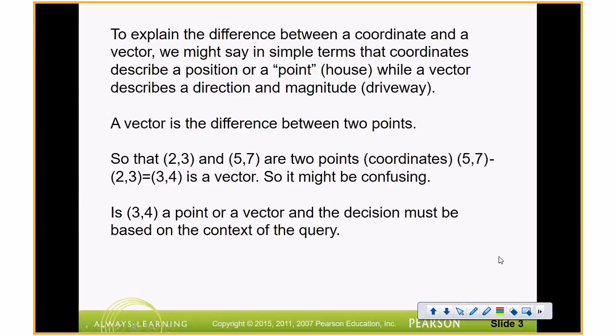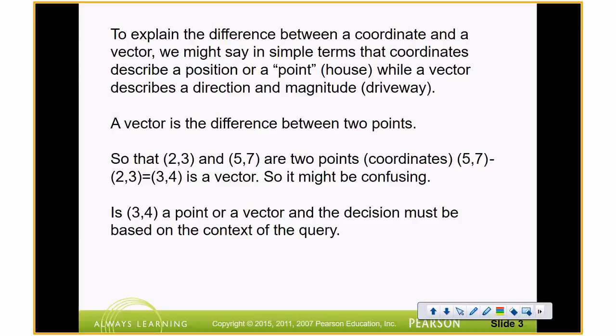To explain the difference, I wrote this my own way. To explain the difference between a coordinate and a vector, we might say in simple terms that coordinates describe a position or a point, like a house, while a vector describes a direction and a magnitude, like a driveway, or a highway or a road. A vector is the difference between 2 points, so that (2, 3) and (5, 7) are 2 points. Those are 2 coordinates. (5, 7) minus (2, 3) is (3, 4). That is a vector. So if you subtract them, then you've got your vector.